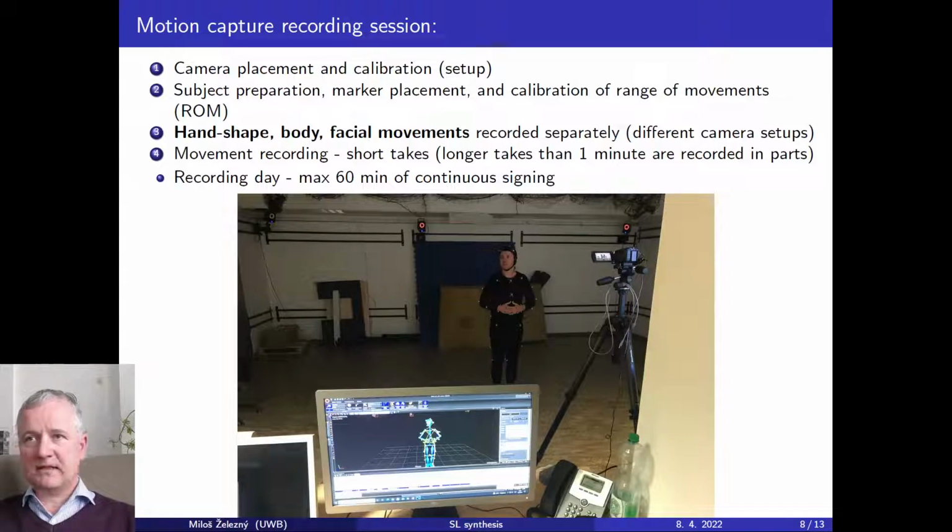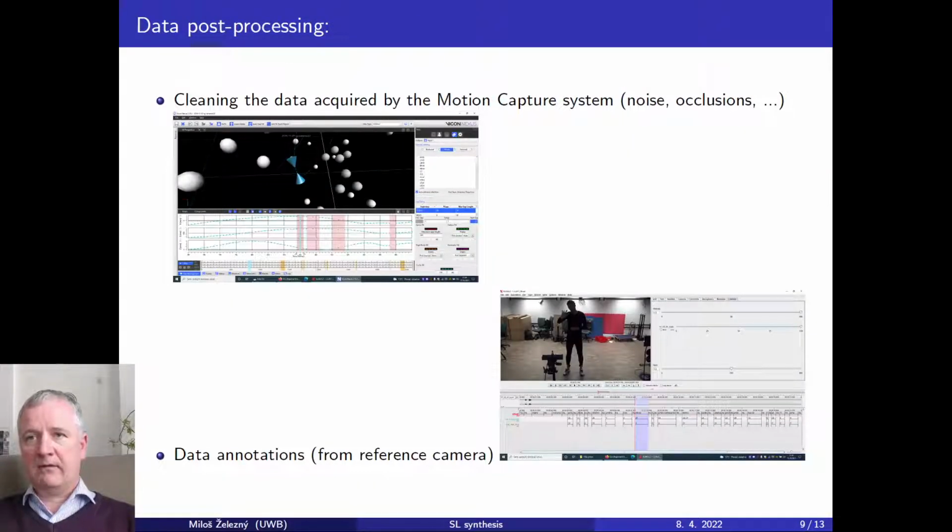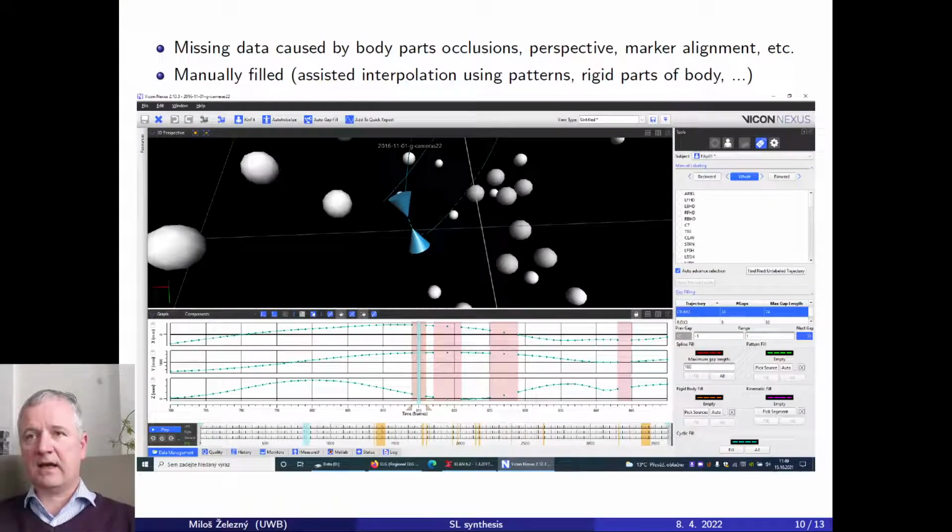Here are some details about the recording session. I would say that important is that we collect hand shape, body movements, and facial movements separately by different camera setups, and that for longer takes, for longer recordings, we split them into parts that are shorter than 1 minute. We also provide data post-processing of 2 types: cleaning and annotation of the data.